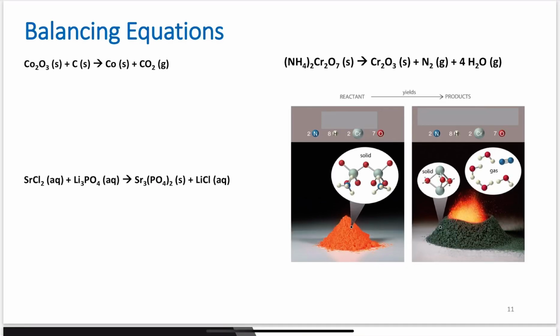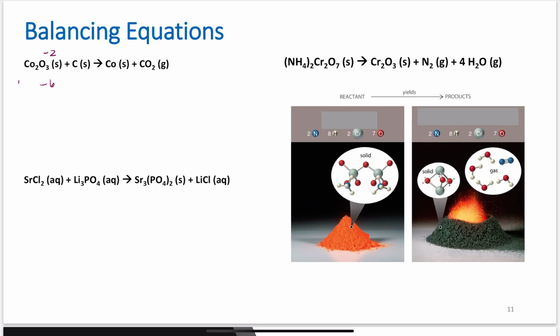Let's work on some more balancing of chemical reactions or chemical equations. So here I have a cobalt oxide compound reacting with carbon, forming cobalt metal and CO2 gas. Notice here, because you should be practicing your naming as well, remember the oxygen has a -2 charge.